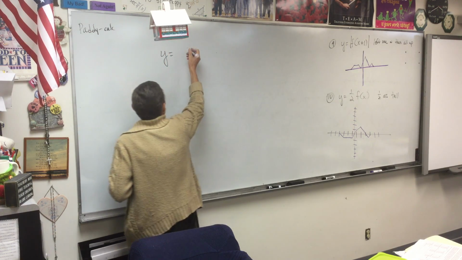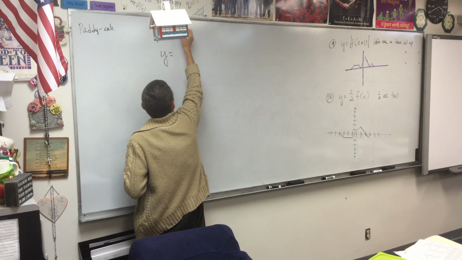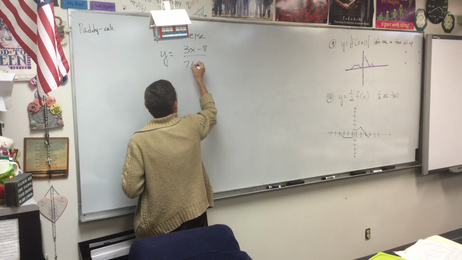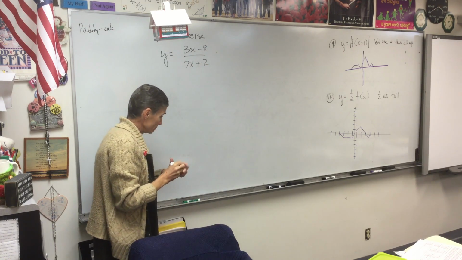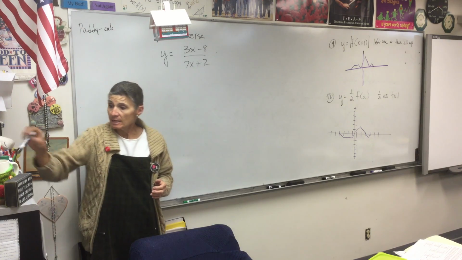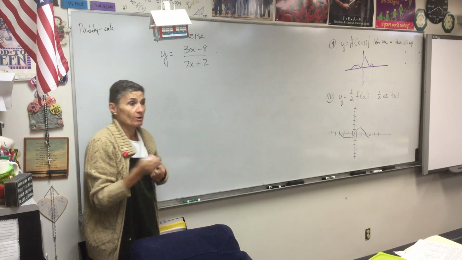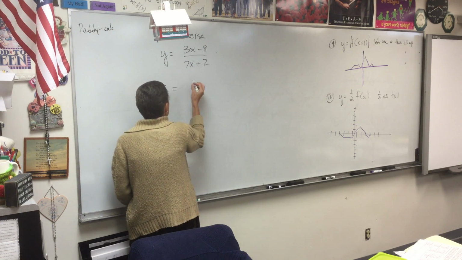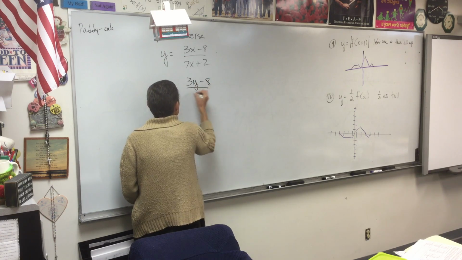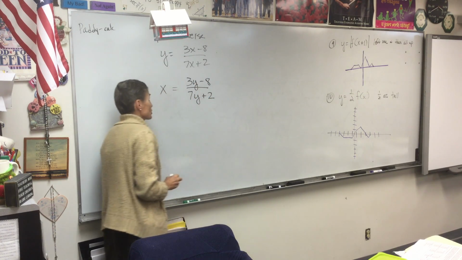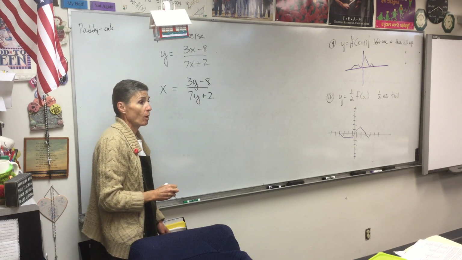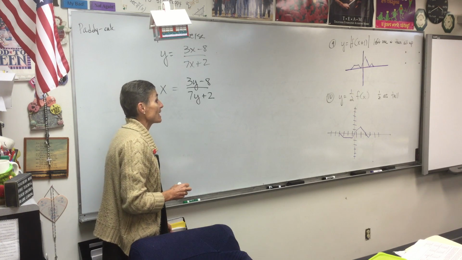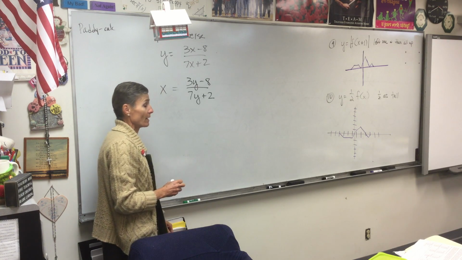So first thing we're going to do is find the inverse of y equals 3x minus 8 over 7x plus 2. Okay, we're finding the inverse. Now, who can get me started? Switch the x and the y, and I switch them all. So now it's going to have two y's in it. Everything that was an x becomes a y, and vice versa. It's an extra problem I'm doing for you, so you should be writing this down.